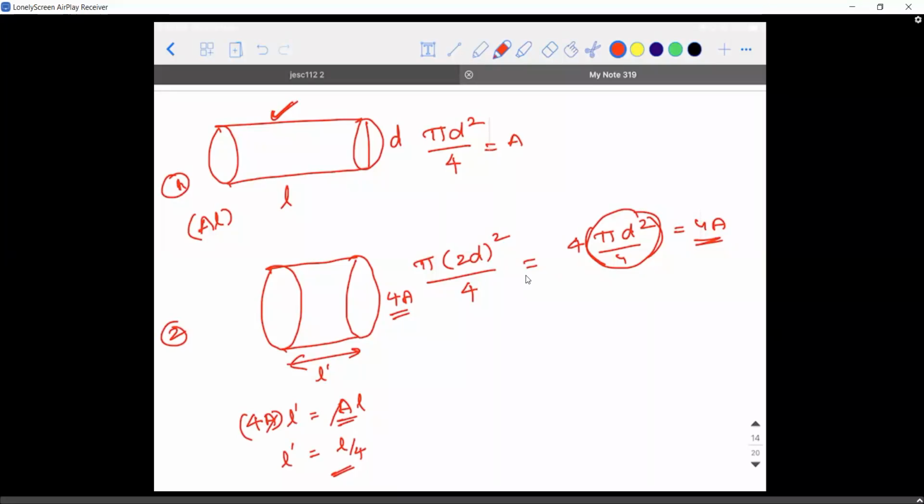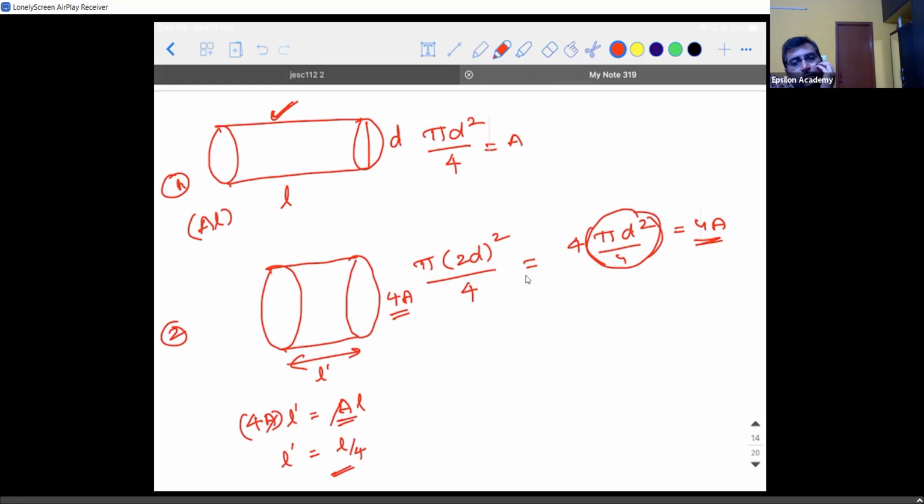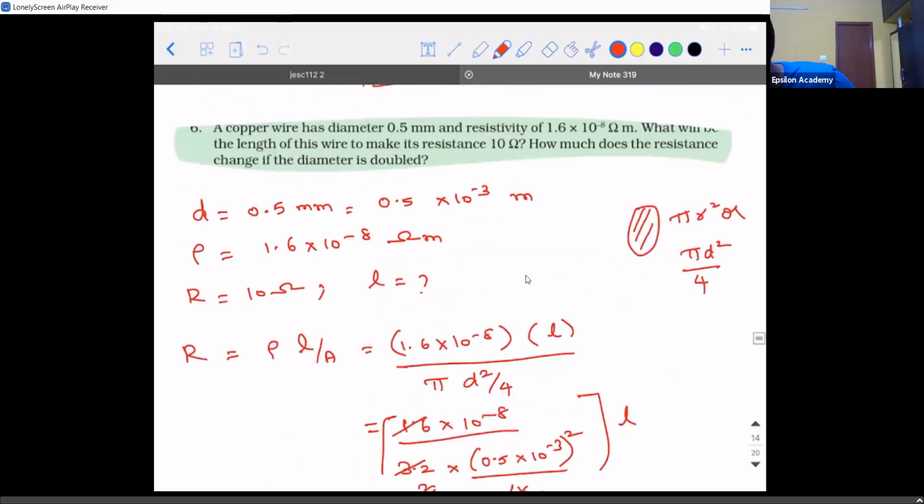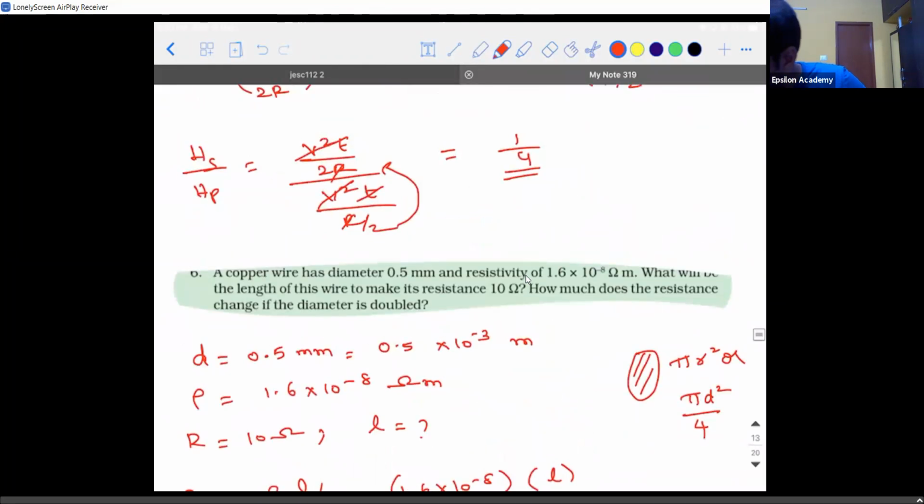Divided by 4. The length will get divided by 4. Are you able to understand? So when diameter doubles, area will become 4 times and length will become 1 by 4 times. This is a very important problem. Please make a note of this. That's what they ask: how much does the resistance change if the diameter is doubled?